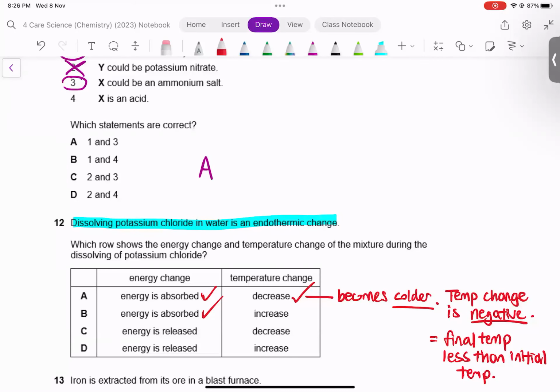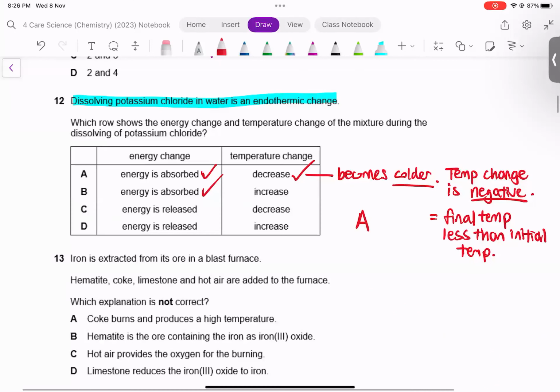Now, this is a common question asked during the TYS as well. You will notice that there was a TYS question that was asked about, I think, every 3 years or so, 2015, 2018, where they showed you the temperature changes, plus 6.0, minus 10.0, and so on. So you need to know how to interpret. If the temperature change is negative, then the reaction is endothermic.